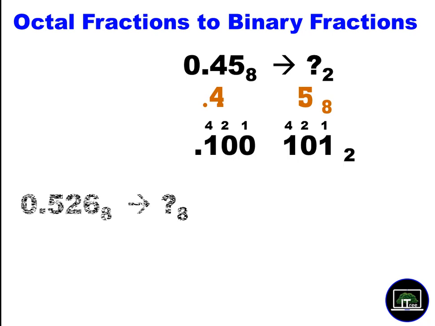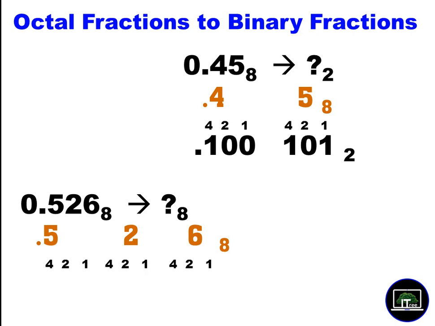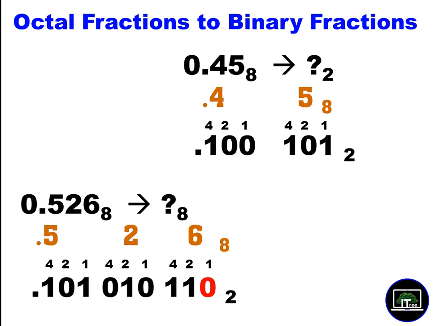Look at this one now. Always you write with 3 digits. See now, 5, 2, 6. You can see that last 0 is important. That has no value, but you must write that.